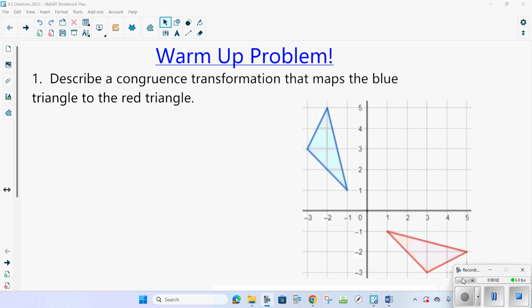All right, welcome back. Honegah geometry. Today we're going to do our first one that's not going to be a rigid motion. So today we're going to talk about 4.5 dilation. Before we get into that, let's do a little bit of a warm-up here now.